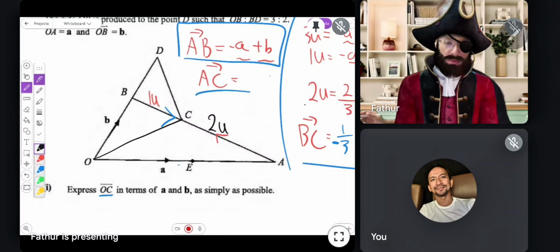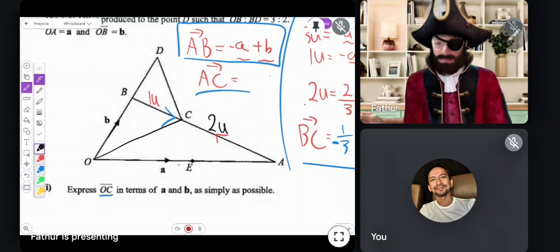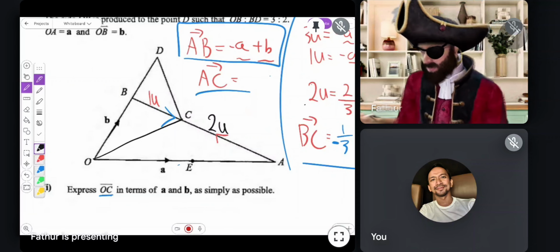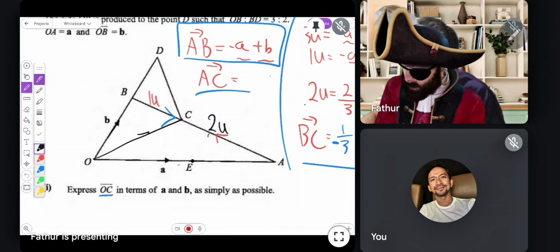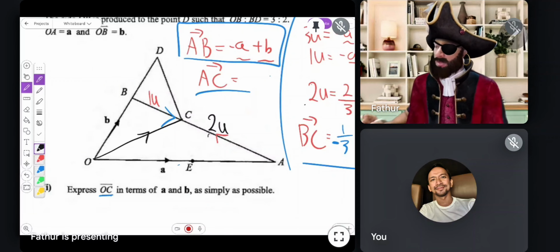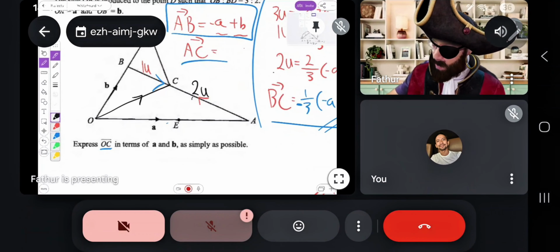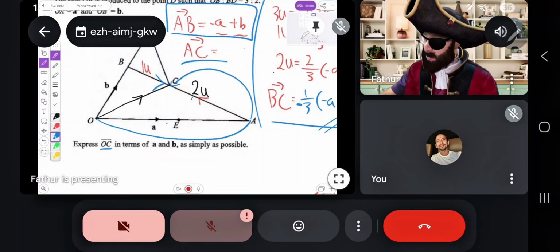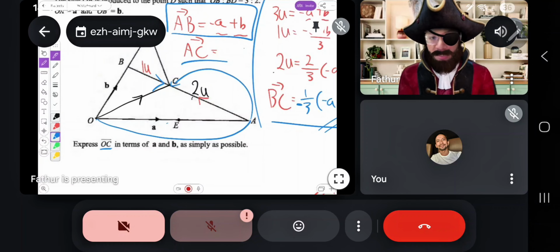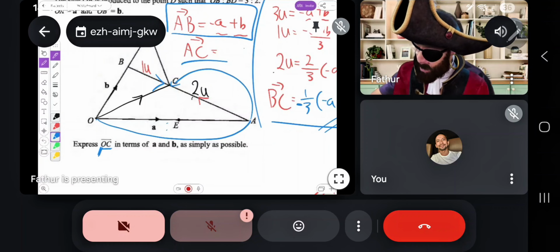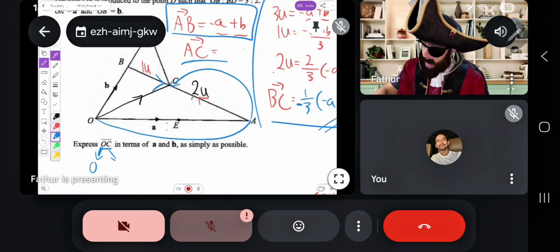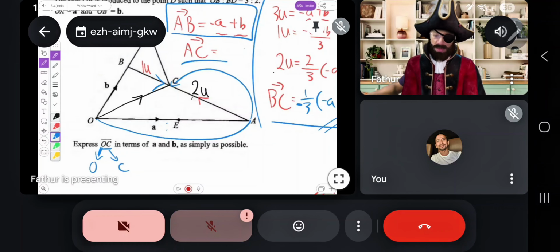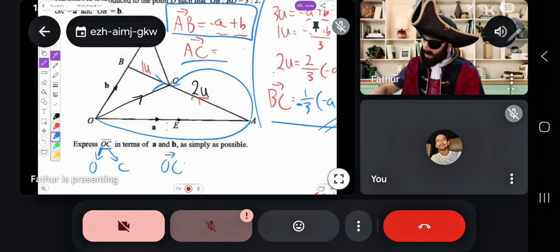Just add the line. If there is no line, add the line. See, create a system. So OC. To get from O to C, it means I get from which to which part first? O to A, followed by A to C. Right? OC means the starting point is O and the ending point is C. So OC, you get from O to A, followed by A to C.